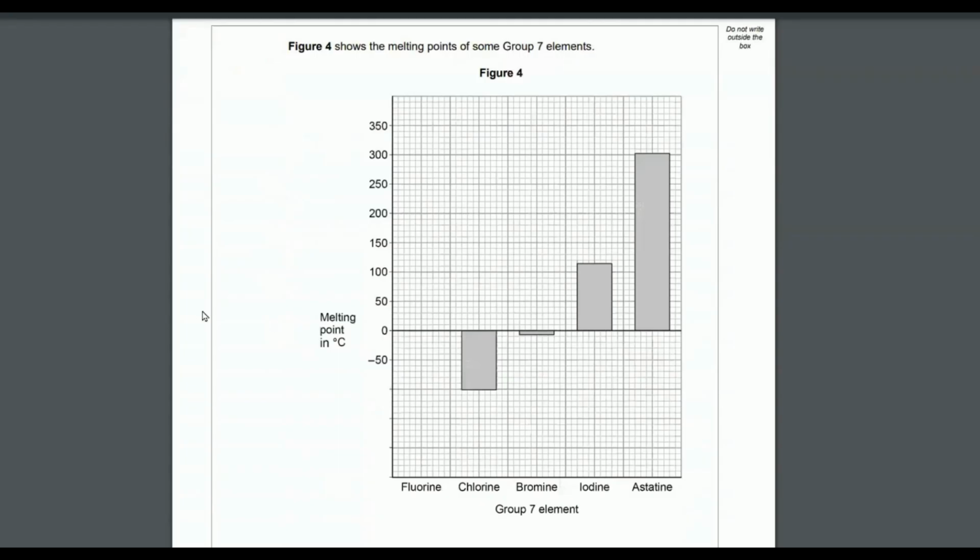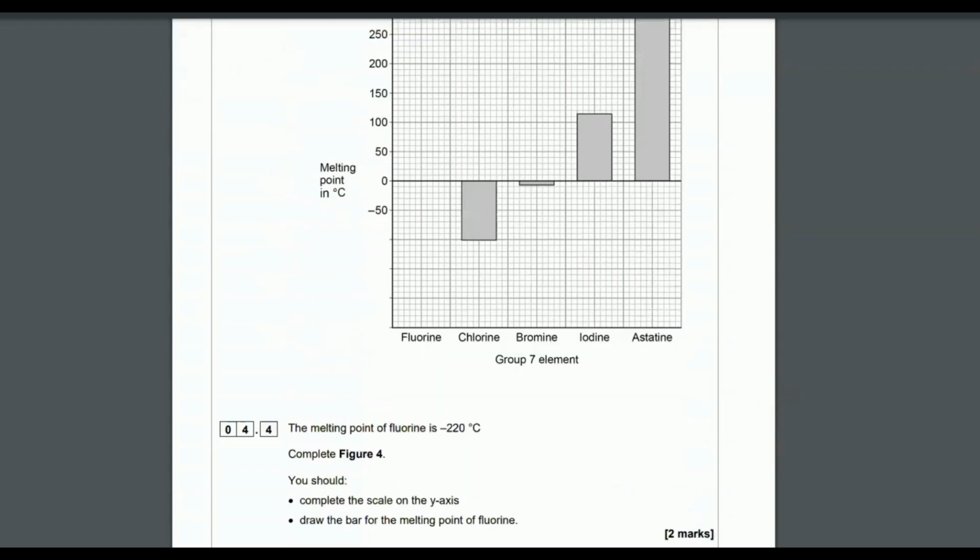Okay, got a little graphy. Figure 4 shows the melting points of some group 7 elements. Melting point, and then we have fluorine, chlorine, bromine, iodine, astatine. And we have the negative numbers here, positive numbers there. They're going to ask us to complete. The melting point of fluorine is minus 220.